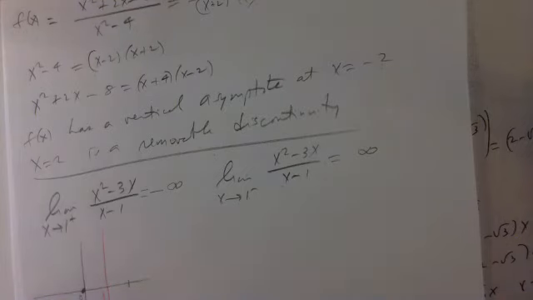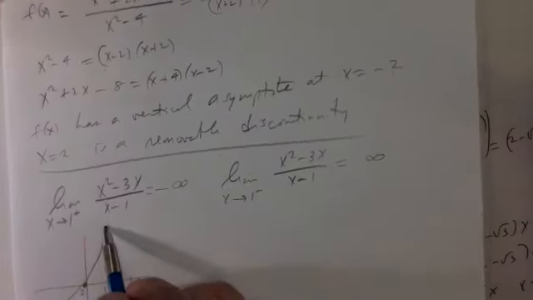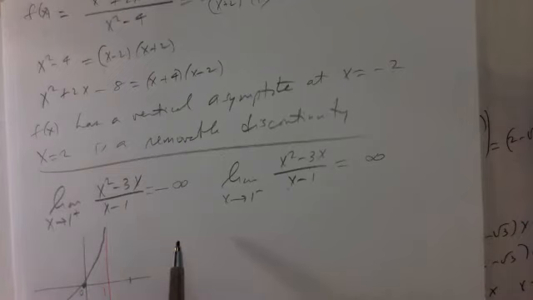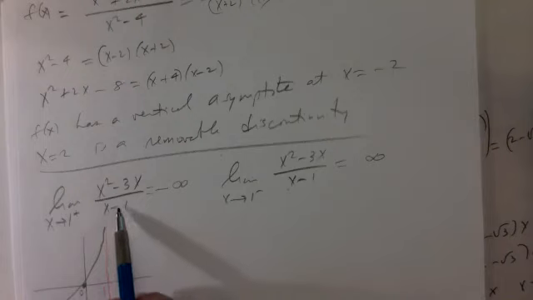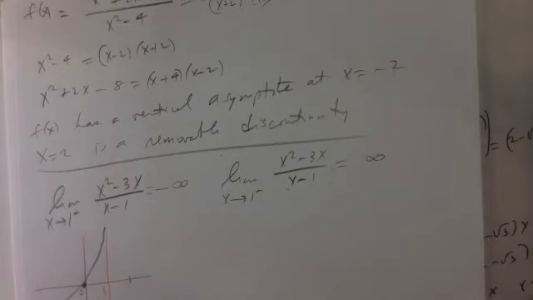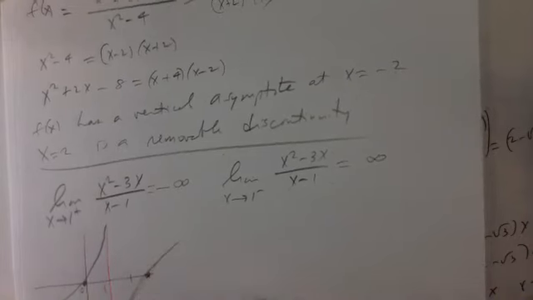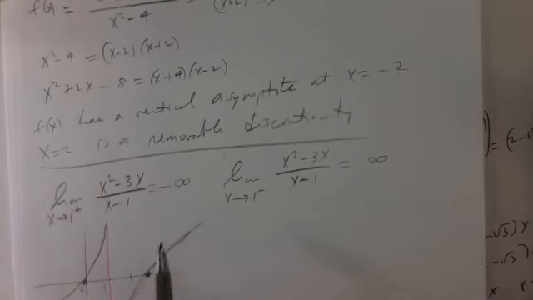as x approaches 1 from the left, we have negative over negative. This is approaching plus infinity. As x approaches 1 from the right, this is going to minus infinity. When x is equal to 0, when x is equal to 3, you can see we get 0. The graph of the function looks something like this.